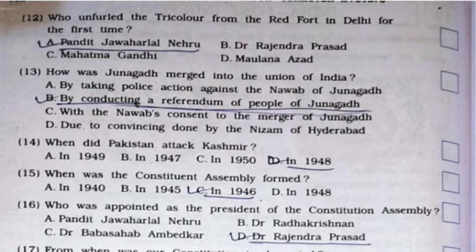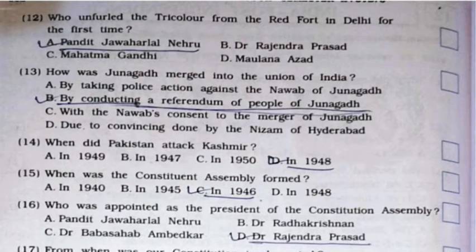13th, how was Junagadh merged into the Union of India? It's option number B, by conducting a referendum of people of Junagadh. 14th, when did Pakistan attack Kashmir? It's option number D, in 1948. 15th, when was the Constituent Assembly formed? It's option number C, in 1946.